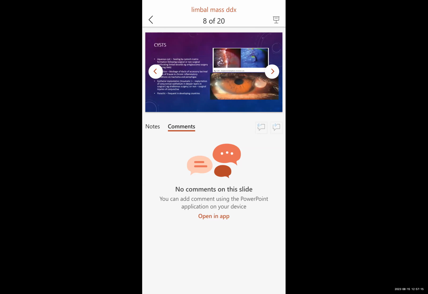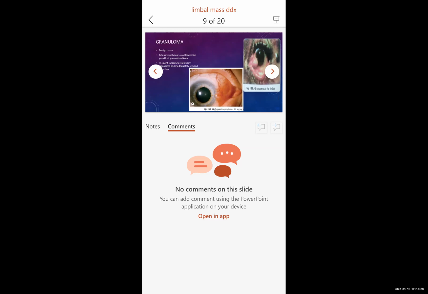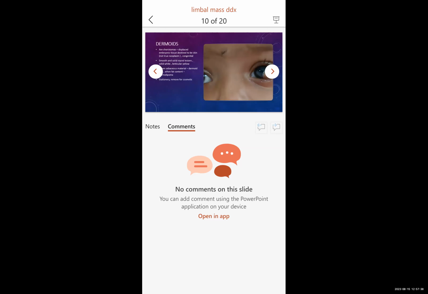Cysts such as aqueous cyst, filtering bleb due to cystoid cicatrix healing, retention cyst due to blockage of lacrimal gland, epithelial implantation or traumatic cyst, and parasitic cysts also appear at limbus. Granuloma is a benign polypoidal growth of granulation tissue seen after squint surgery or foreign body. Dermoids are choristomas present congenitally, removed only for cosmetic reasons as they do not grow in size.